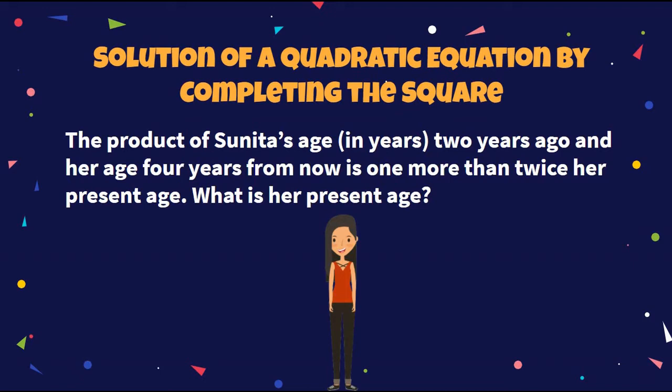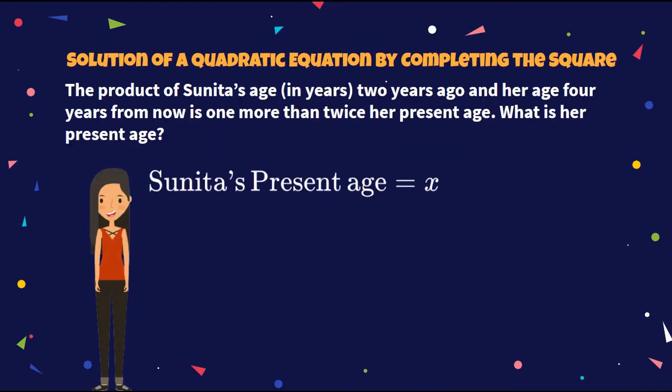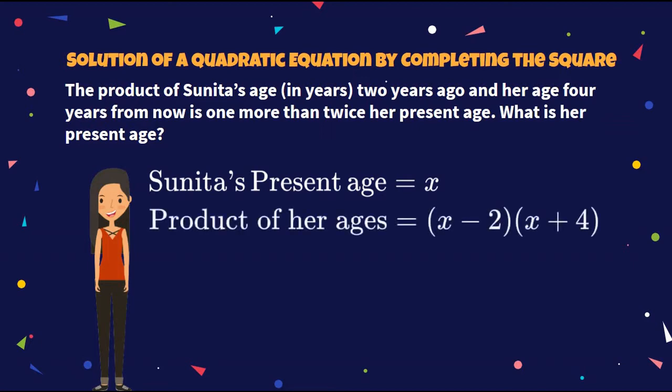To answer this question, let's take the present age of Sunita as x. So x is the number of years. In the question, we are also given that her age 2 years ago and her age 4 years from now is 1 more than twice her present age. Then the product of her ages 2 years ago and 4 years from now would be (x minus 2) into (x plus 4).